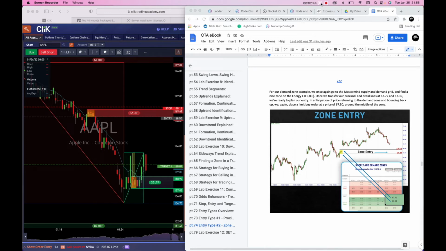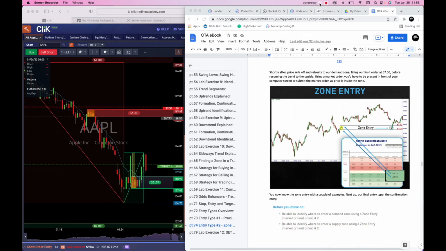In anticipation of price returning to the demand zone and bouncing back up, we again place a limit buy order at a price of $67.50 around the middle of the zone. Shortly after, price sells off and retreats to our demand zone, filling our limit order at $67.50 before resuming the trend to the upside. Using a market order, you'd have to be present in front of your computer screen to submit the market order, as price is inside the zone.